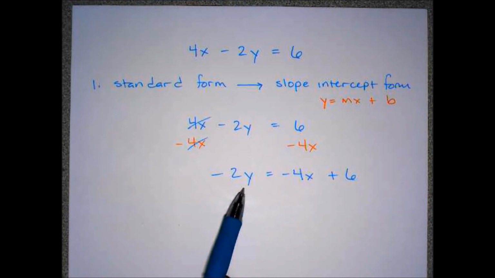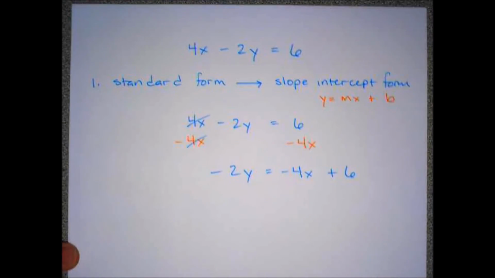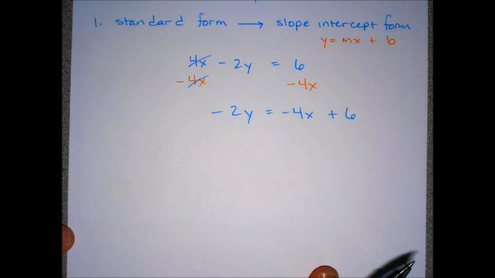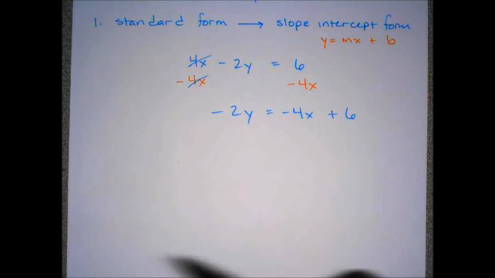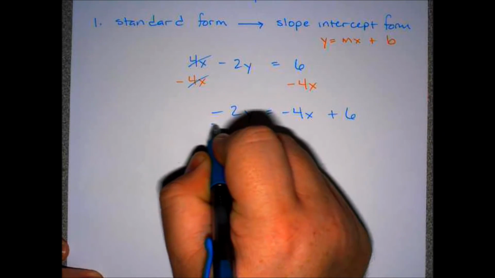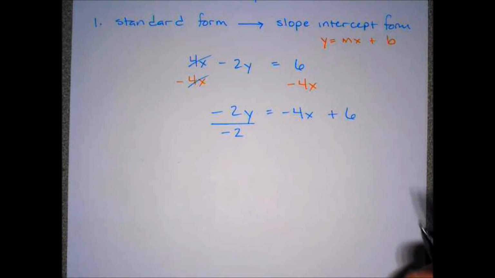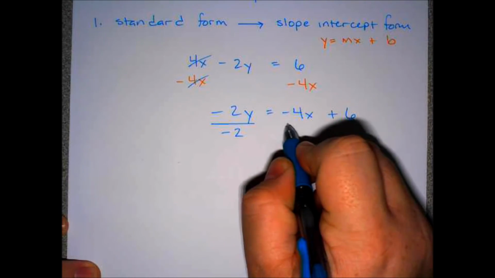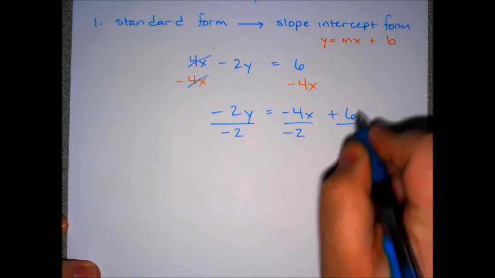Y cannot have a number next to it. It needs to be all by itself. So we're going to have to do something with that negative 2. And again, we have to look at opposite operations. If that's negative 2 times y, multiplication, we have to divide by negative 2. So we're going to divide the left by negative 2. But by doing that, we have to divide everything on the right by negative 2. Divide negative 4 by negative 2. Divide 6 by negative 2.